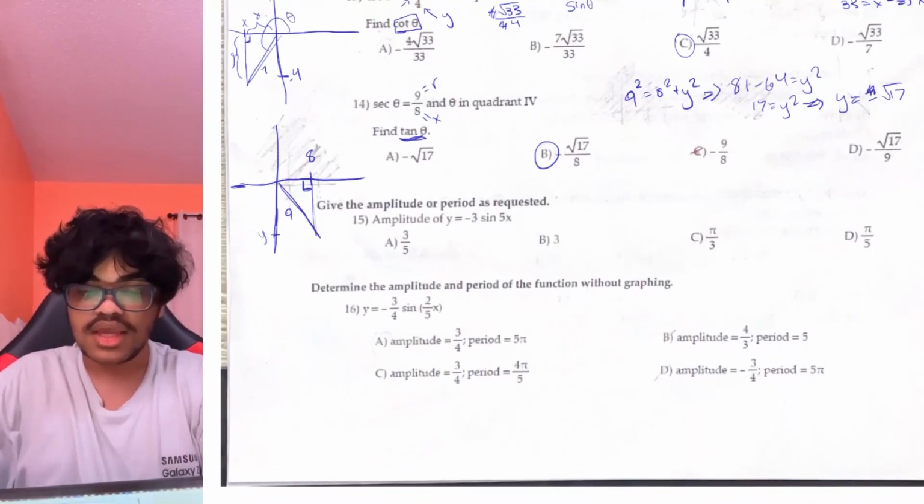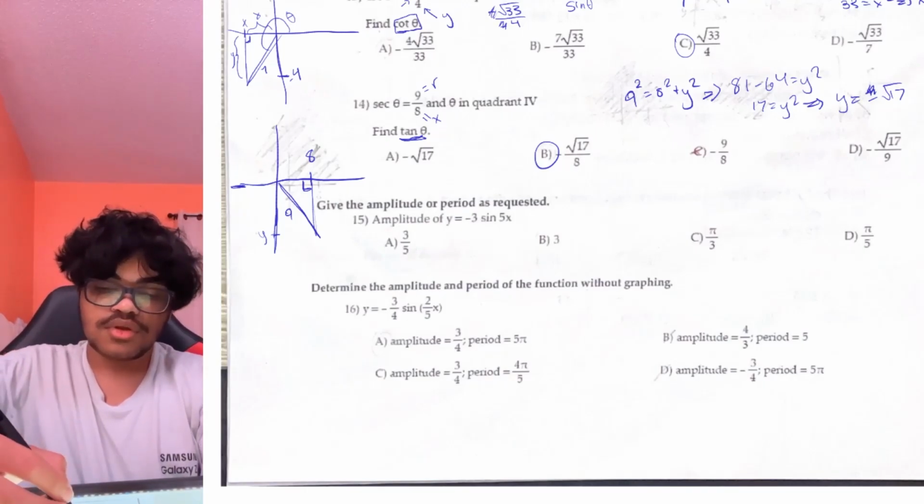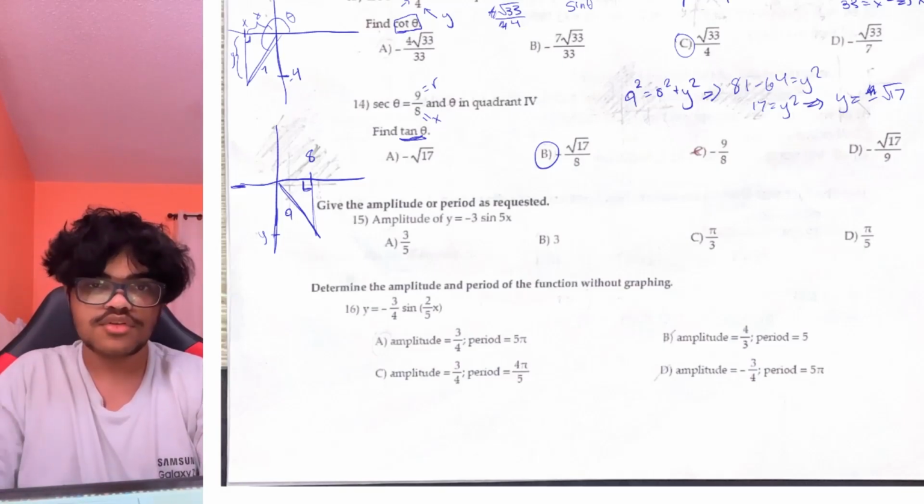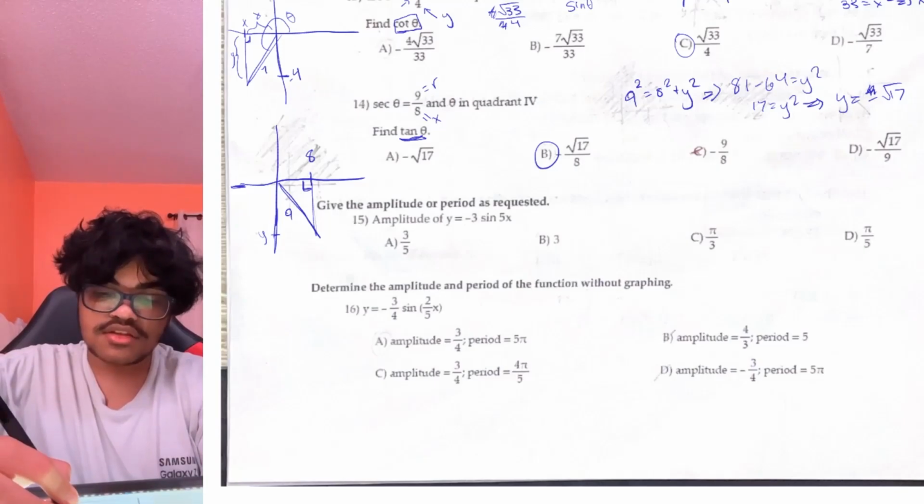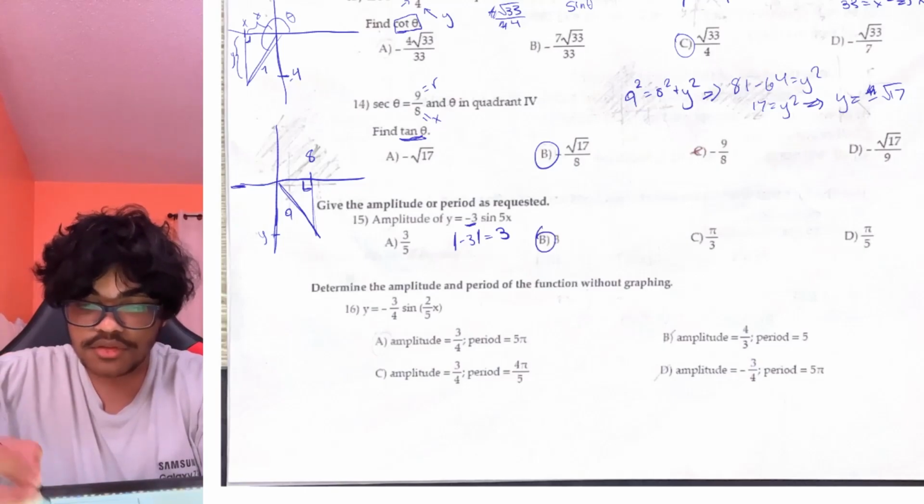Now we have to find the amplitude or period as requested. We just have to find the amplitude of this equation, y equals negative 3 sine 5x. Finding the amplitude is pretty easy. You just take this first number right here and take the absolute value of it. The absolute value will get rid of this negative, and we just get 3. So the amplitude will be B, 3.